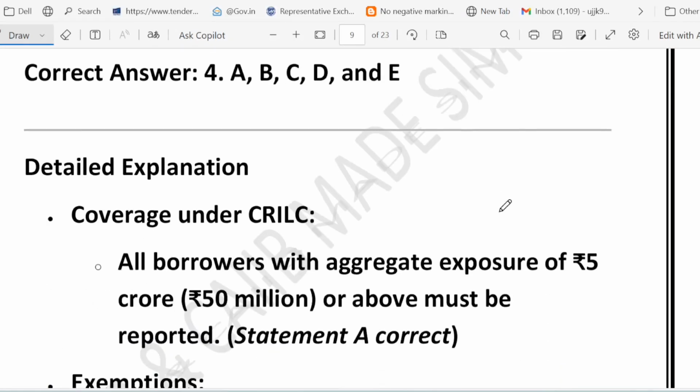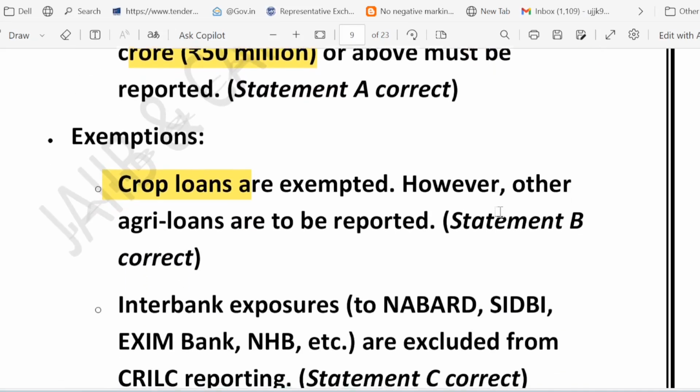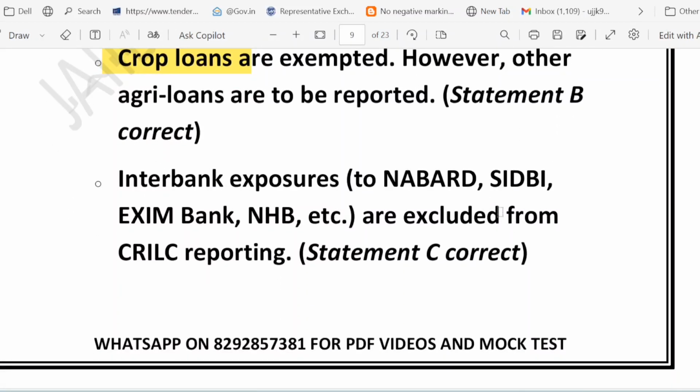So what we learned from this discussion is, first of all, I told you about CRILC reporting. Exposure of 5 crore and above. Just remember this point. Exposure of 5 crore and above, or 50 million and above. Right. Then I talked about crop loans. Crop loans are exempted, but other agri loans must be reported. Then I told you about interbank exposure. Remember it, interbank exposure.